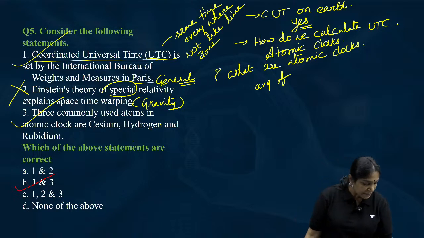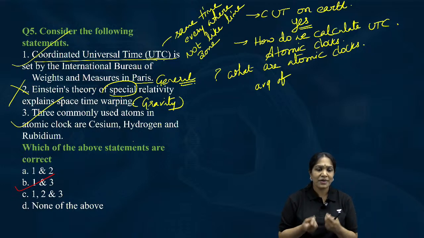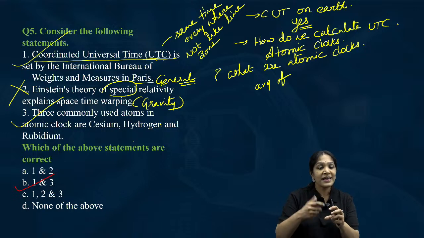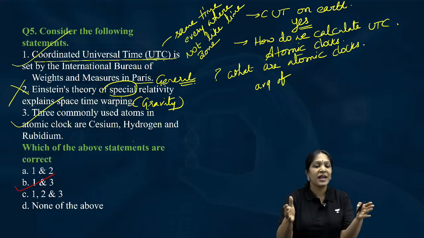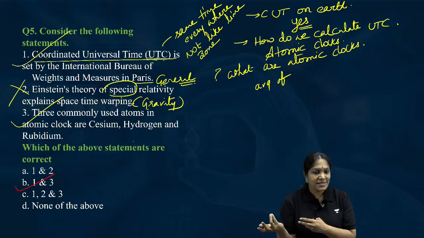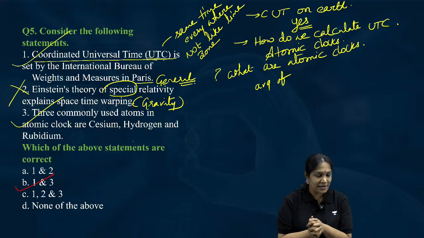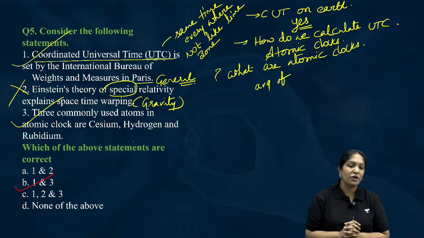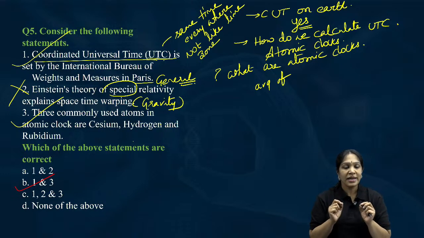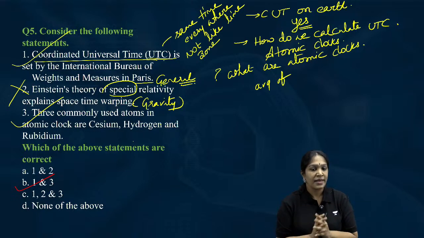Somebody was repeatedly asking how hydrogen. We define a second as the number of times a hydrogen atom will vibrate. Tushar, we define the second as the number of times a hydrogen atom will vibrate. Is it clear? That is another type of atomic clock. But the most commonly used atomic clock is based on the cesium atom. Is it clear?